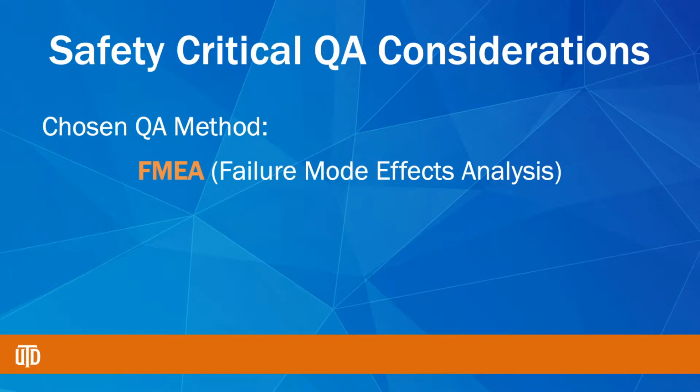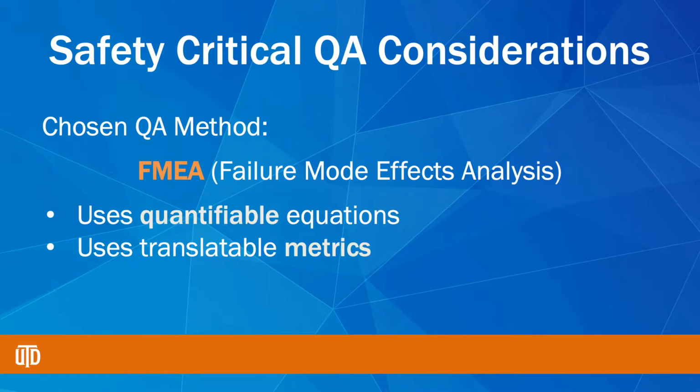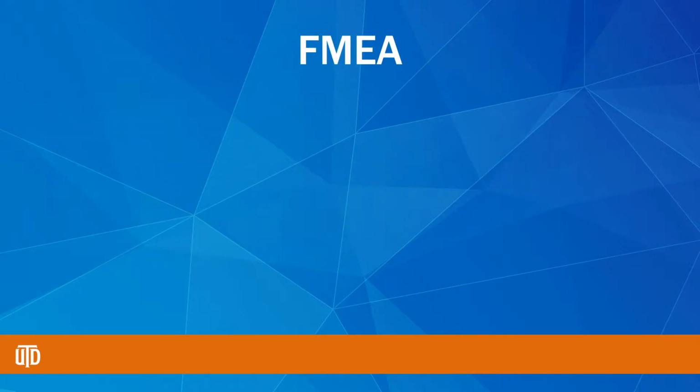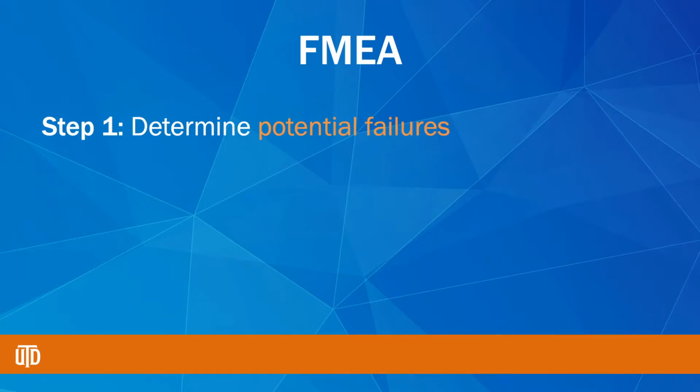So the safety critical QA methodology that we chose was FMEA, or Failure Mode Effects Analysis, and we chose this due to its use of metrics and mathematical equations. So let me briefly go over FMEA, and there's different ways to apply FMEA, and this is just one of them. So step one is to determine the potential failures of the safety critical system.